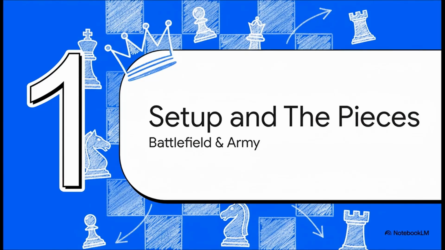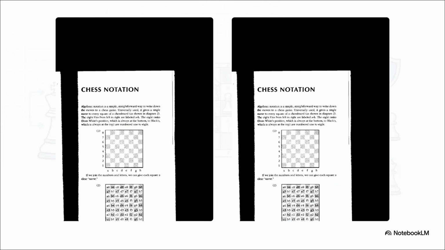Every great battle needs a battlefield and an army, right? In chess, that's your board and your pieces. So let's get to know our tools. So the board itself is just an 8x8 grid, 64 squares. And to talk about it like a pro, we use something called algebraic notation.